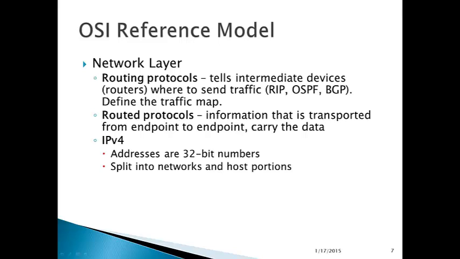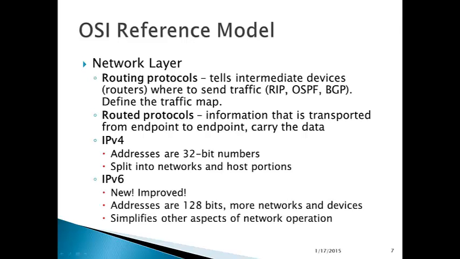You can carve out those 32 bits into host and network portions, with the bigger portion being the network, the lesser portion being the device that the information is being sent to. The network portions, of course, are what routers use to determine how to route things.